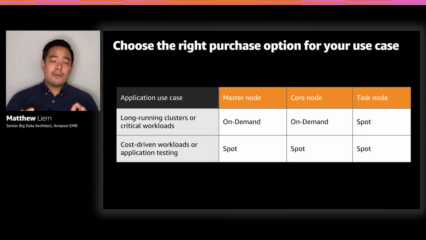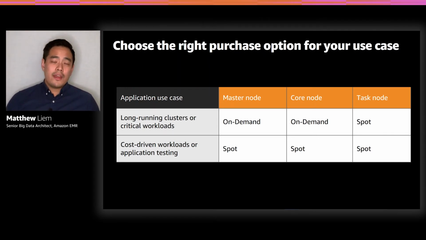So in this case, it's going to be master nodes and core nodes. If a master node were to terminate, you'd have to reprovision that cluster and rerun your job. Similarly to core nodes, if a core node were to be interrupted, this would cause a HDFS rebalancing. And if you lose enough core nodes below your configured HDFS replication factor, your cluster would go into an unhealthy state.